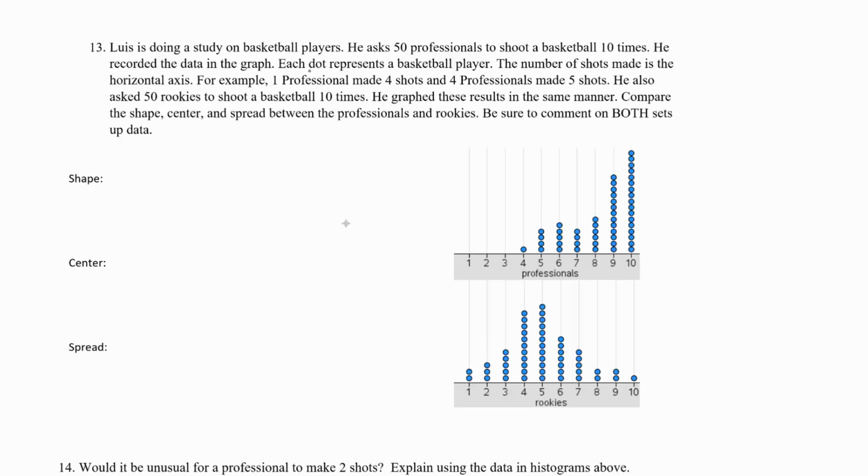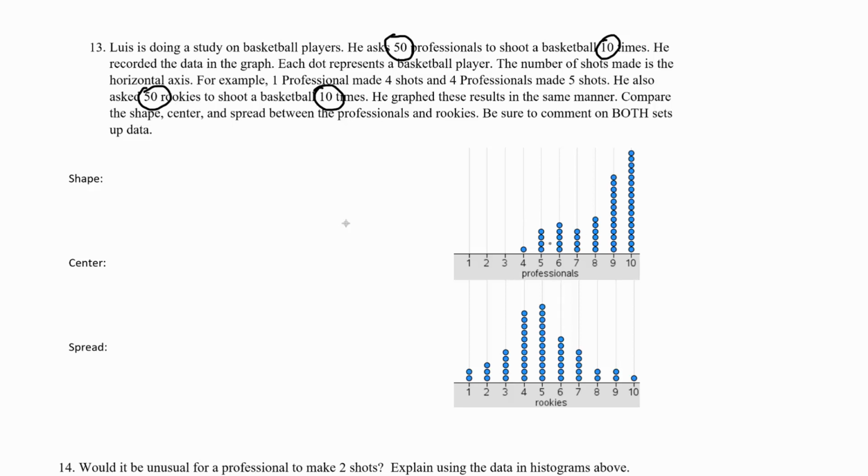In this last situation, we have a lot going on. Lewis is doing a study on basketball players. He asks 50 professional basketball players to shoot the basketball 10 times, and records how many times they make that shot. And then he also asks 50 rookies to shoot the basketball 10 times. And again, he records how many times they make that shot. All of that information is reflected in both of these graphs.